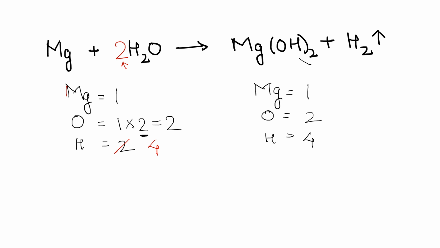Why do we strike off? Why can't we multiply? We'll talk about it when we do some more equations, where you will understand its importance. So it becomes 4. Now check. Magnesium 1 on both sides, oxygen 2 atoms on both sides, hydrogen 4 on both sides. Is it following the law of conservation of mass? Yes. So it is now a balanced equation.